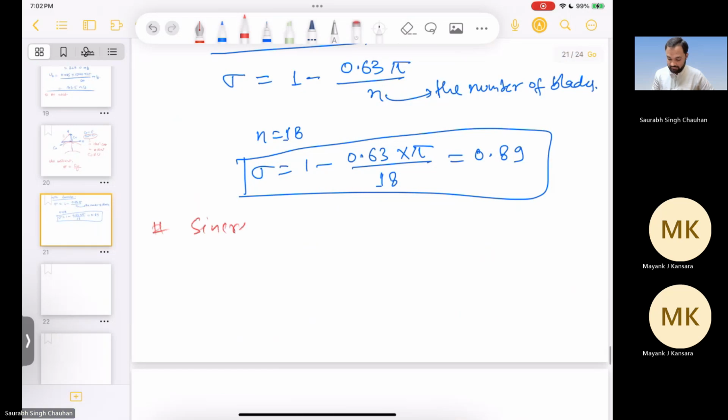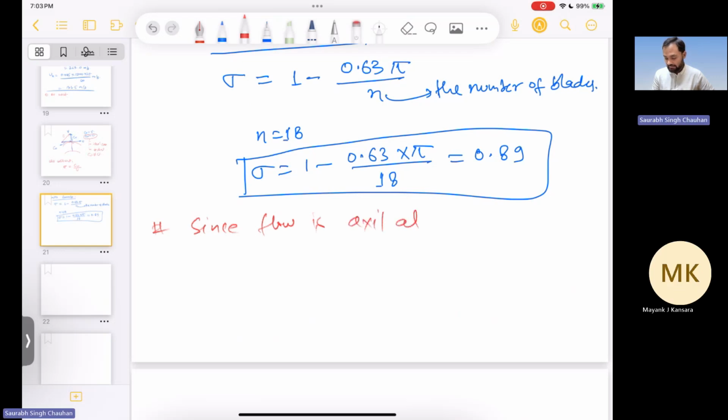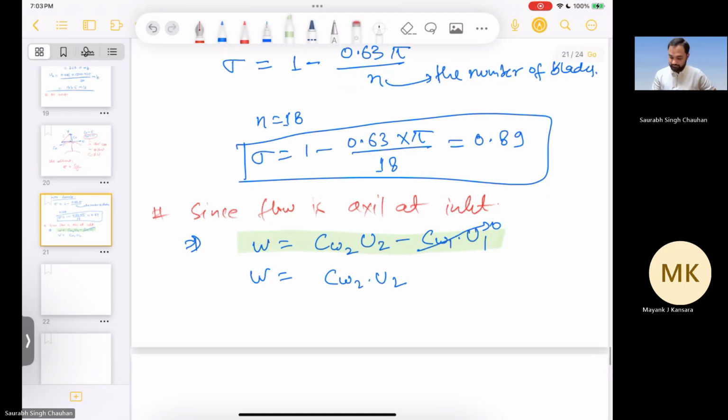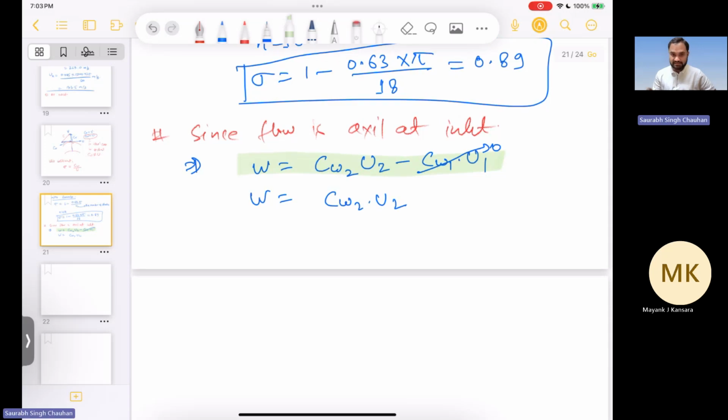So since flow is axial at inlet, you can write the work done. This is not omega, this is work done. This will be equal to CW2 U2 minus CW1 U1, and this second term is 0, right? So work done will be only CW2 times U2. Is this clear? I hope you know this formula. If there is any doubt, then please ask.